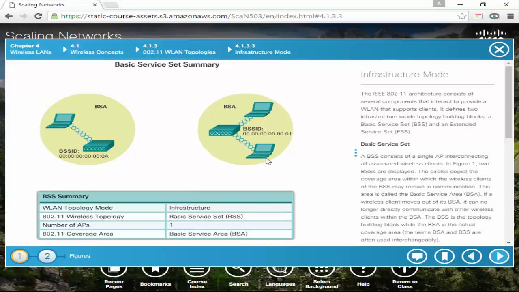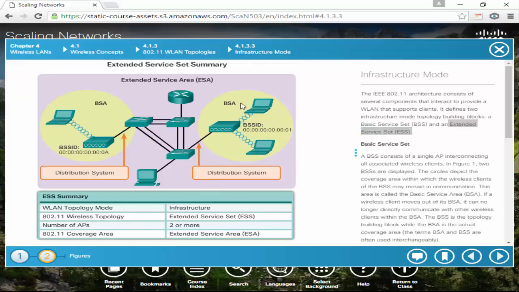So these are two types of basic service areas. We can have 2 computers, 1 computer, 5 computers. One thing is we probably only want 25 devices on a radio at one time. The more devices, the weaker our signal goes, because it takes more power to broadcast to all those guys. So this was a basic service set. Now we have the extended service set right here.